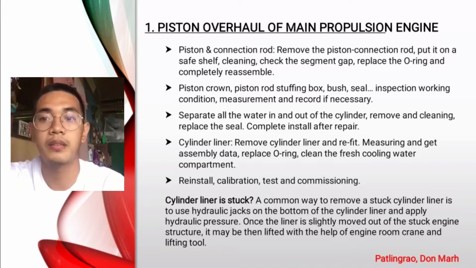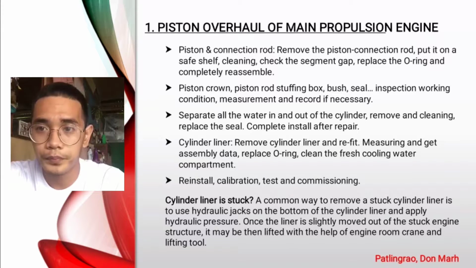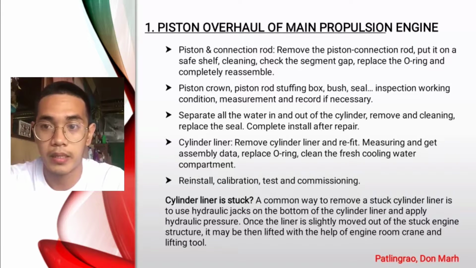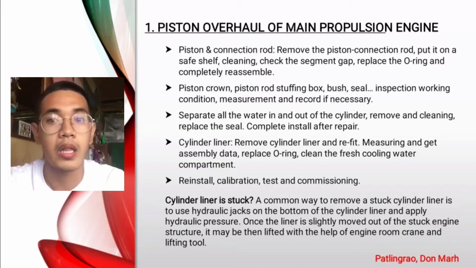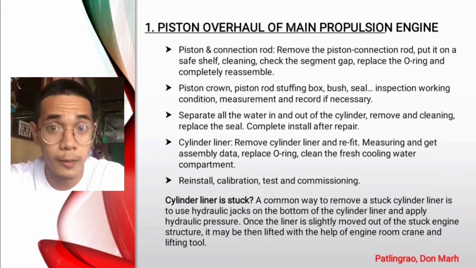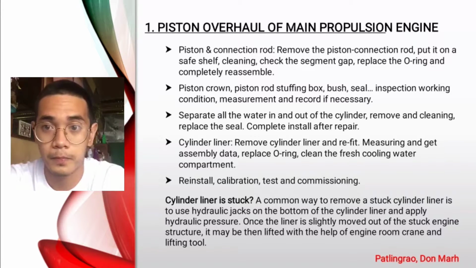Next, the piston crown. The piston crown is basically a stuffing box. The cylinder liner will be removed and refitted, measuring and getting assembly data. Replace the O-ring and the fresh cooling water compartment. That is important so that it will install calibration, test, and commissioning of the specific engine.